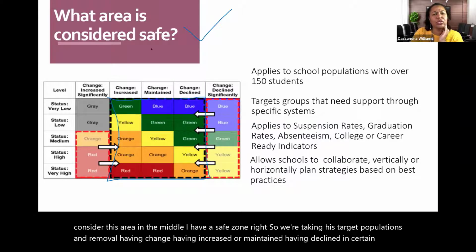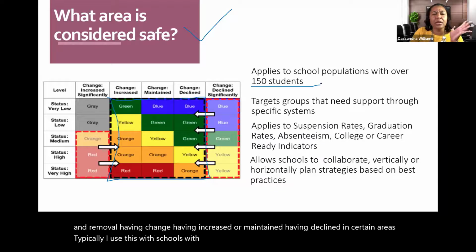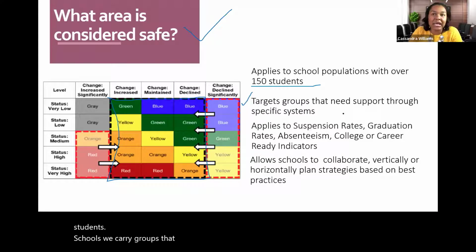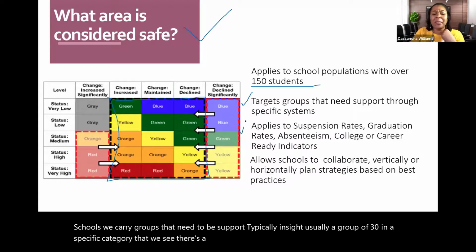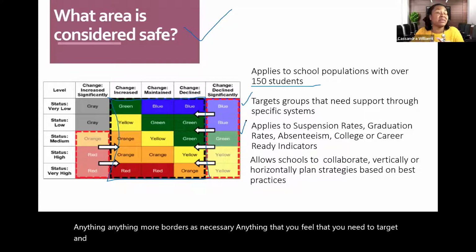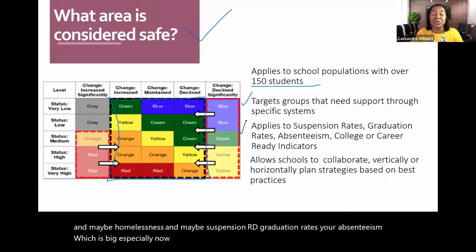Typically, I use this with schools with at least over 150 students, so a little bit bigger schools. We target groups that need to be supported. Typically, it's usually a group of 30 in a specific category where we see there's a need. And then it can apply to anything your board deems necessary, anything that you feel you need to target. It may be homelessness, it may be suspension rate, graduation rates, absenteeism, which is big, especially now, college and career readiness indicators, right? How do we disaggregate the data to see who's ready for college?